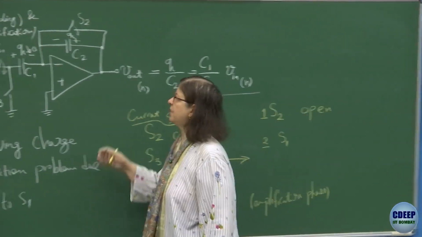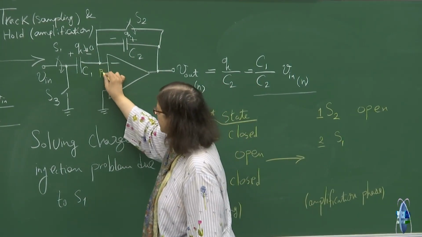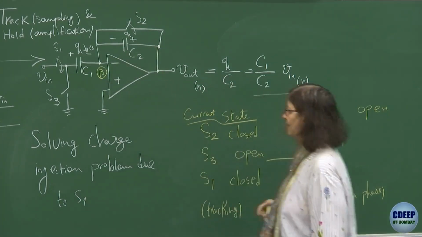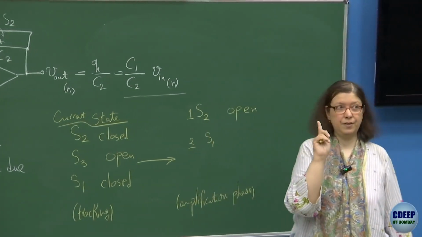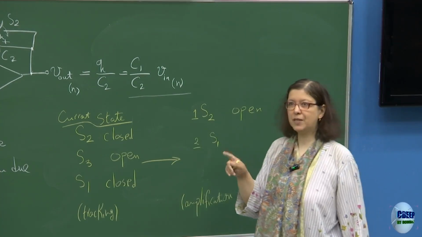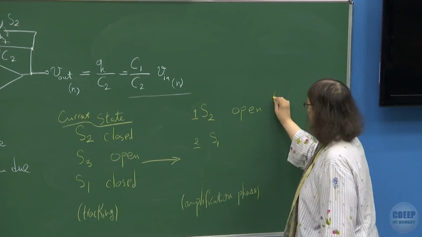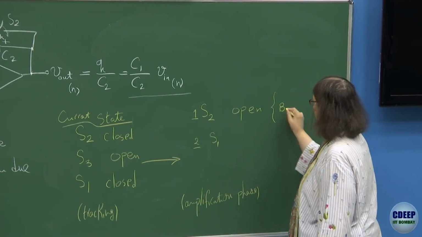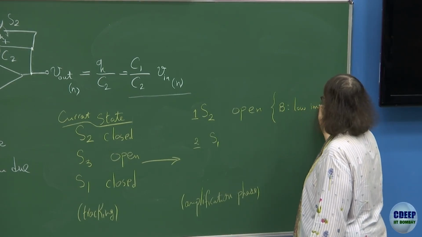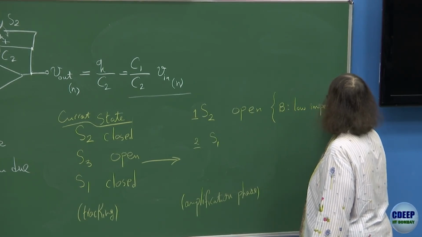Another point is that when we open this switch, this node B becomes high impedance. If the switch is closed, node B is low impedance. Remember, for avoiding the charge injection problem and compensating automatically, we needed a high impedance node. Therefore, here, B now moves from a low impedance condition to high impedance.